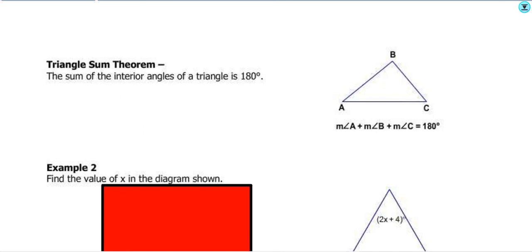The next thing we have today is the triangle sum theorem. The triangle sum theorem basically just says that all three angles inside a triangle are going to add up to 180. So if you're looking at the angles in a triangle, what do they need to add up to? 180.